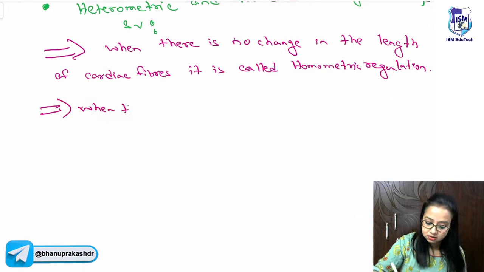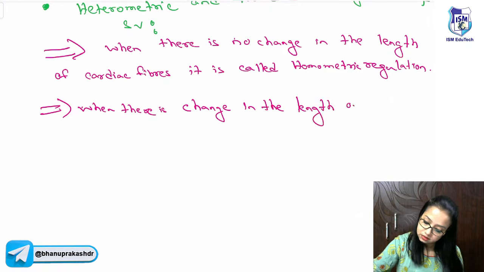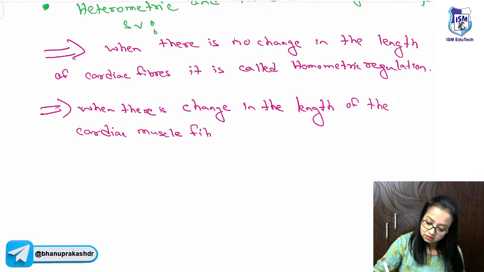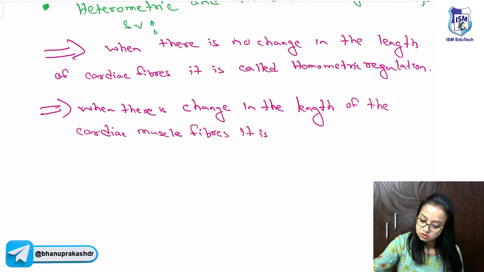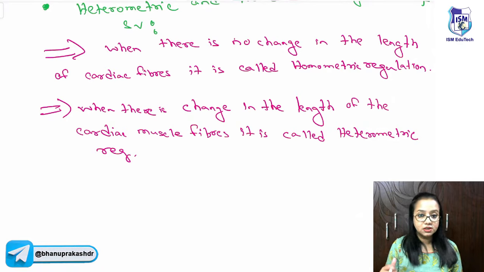And when there is a change in the length of the cardiac muscle fibers, it is called heterometric regulation. Okay, so these are the three main ways by which the stroke volume is controlled, is affected, is maintained.